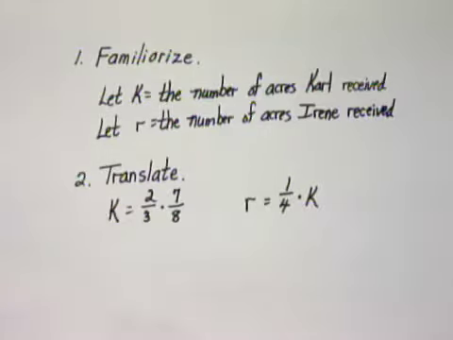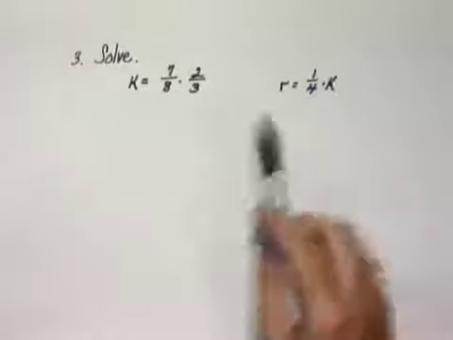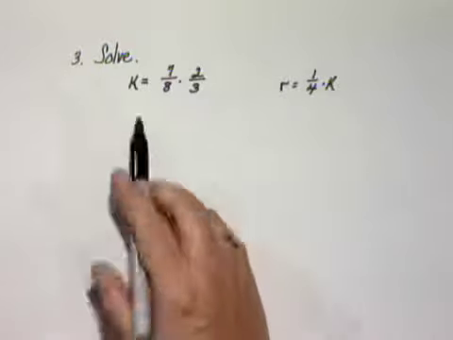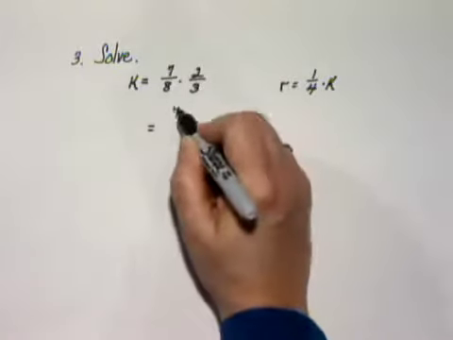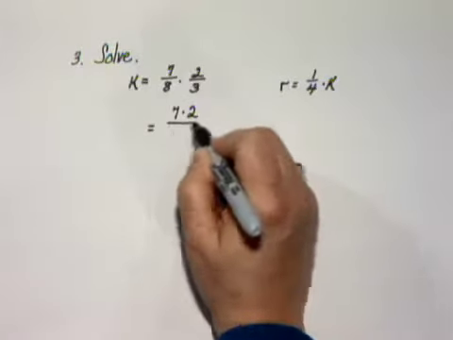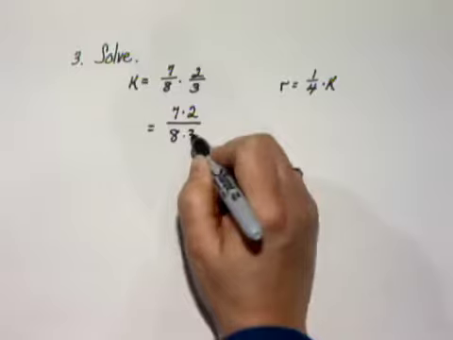We'll move to our solve step. And in this step, we will first find K, and then use K to find R. To find K, we multiply. We have 7 times 2 in the numerator. Multiplying denominators, we have 8 times 3.